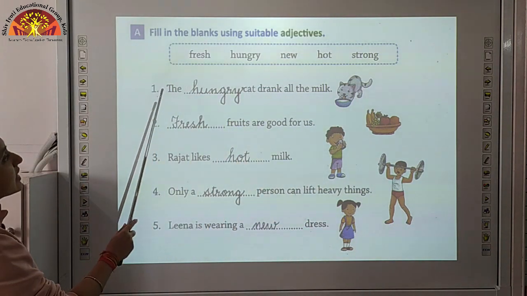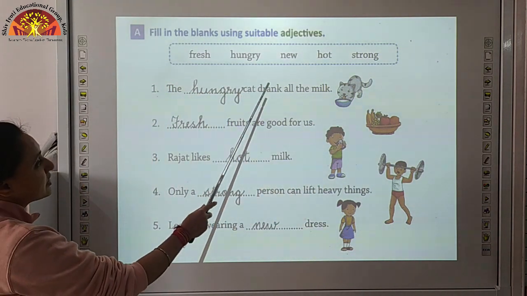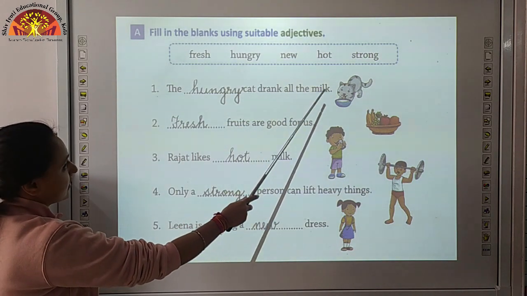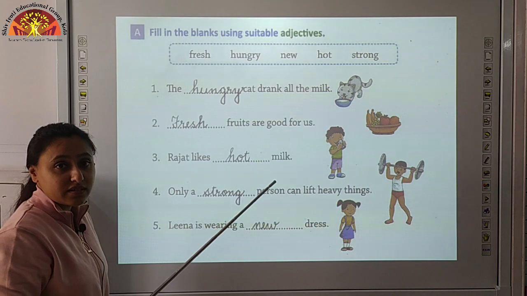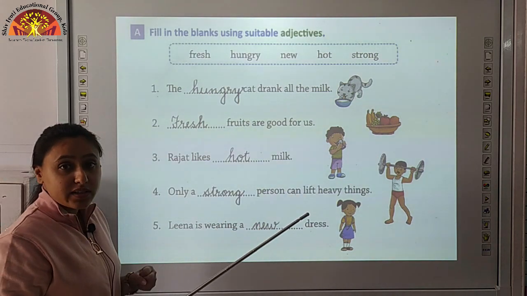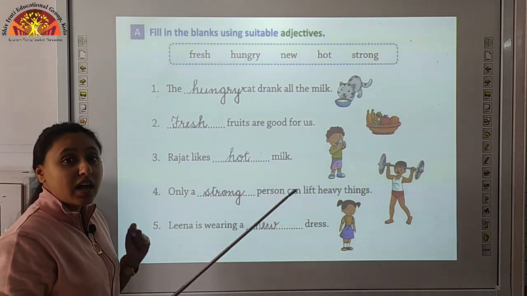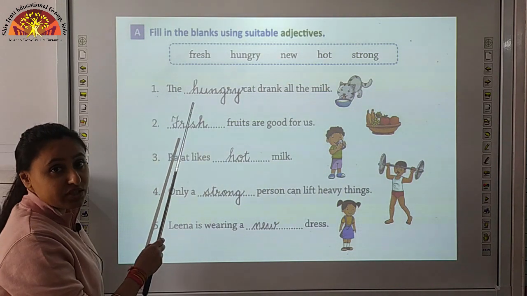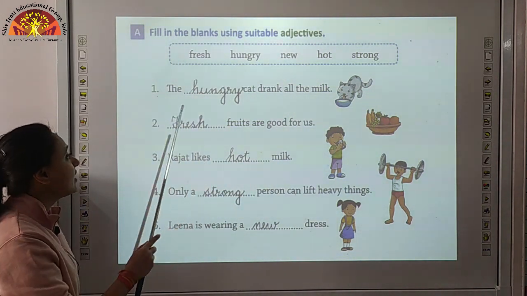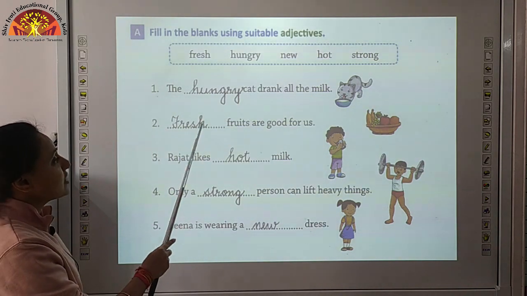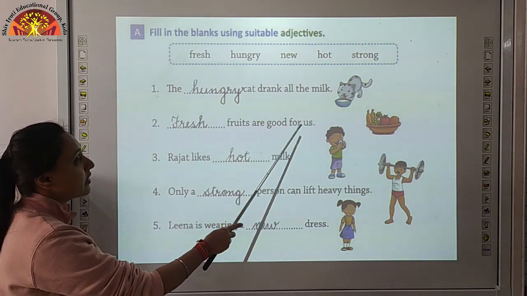Number 1 is, the dash cat drank all the milk. So what is the correct adjective for cat here? Why did the cat drink all the milk? Because it is hungry, okay? The correct adjective is H-U-N-G-R-Y, hungry, okay?